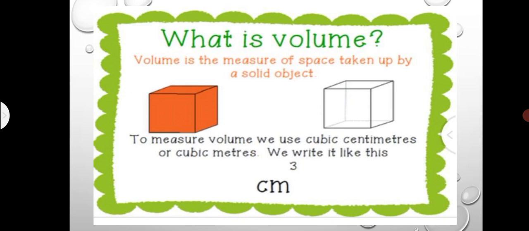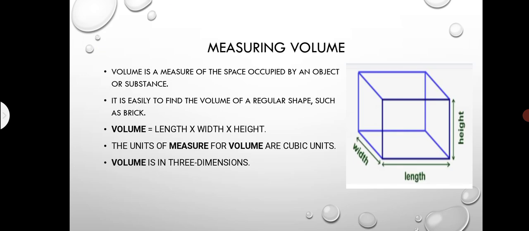What is volume? Volume is the measure of space taken up by a solid object. To measure volume, we can use cubic centimeter or cubic meter, and we write it like this, cm cube. So volume is a measure of the space occupied by an object or substance. It's easy to find the volume of a regular shape, such as a brick. Volume is equal to length into width into height.